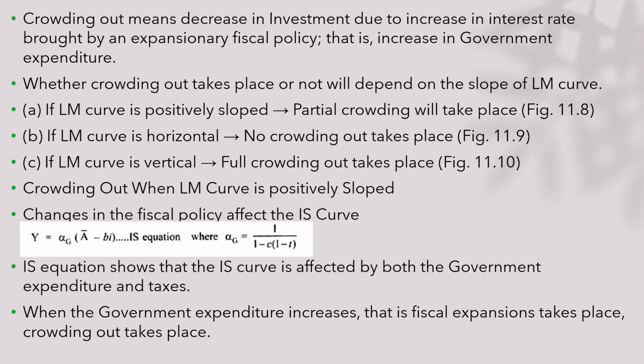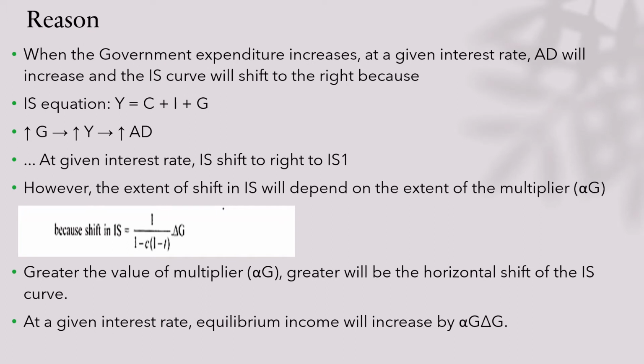Here, if there is any change in the fiscal policy of the government, that would shift the IS curve. The IS curve equation shows that the IS curve is affected by both government expenditure as well as taxes. When the government expenditure increases, that is fiscal expansion, so there will be some crowding out. The reason is that when government expenditure increases at a given rate of interest, aggregate demand would increase and the IS curve would shift to the right.